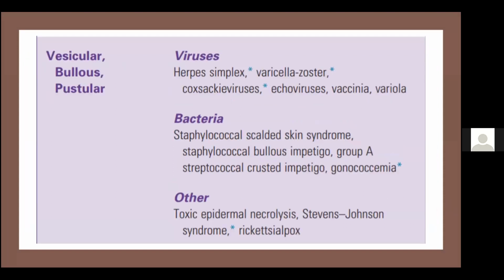Vesicular bullous rashes are sharply demarcated raised lesions containing fluid. The classic ones are herpes, varicella zoster, and Coxsackie virus, but also think of bacteria, such as staph with a bullous impetigo, group A strep, and gonococcal infection. And then the non-infectious toxic epidermal necrolysis or Stevens-Johnson syndrome.